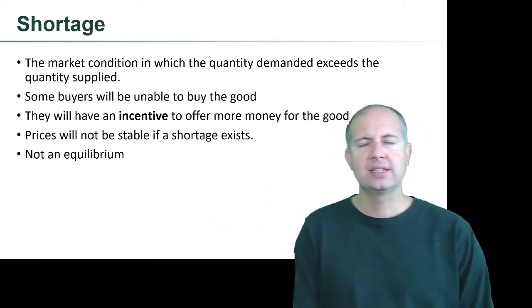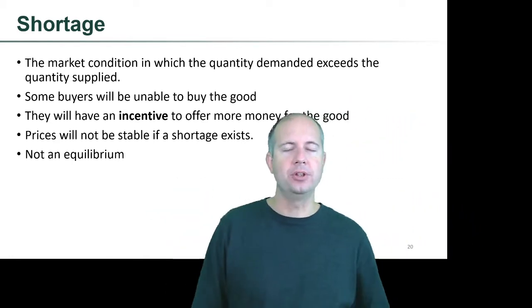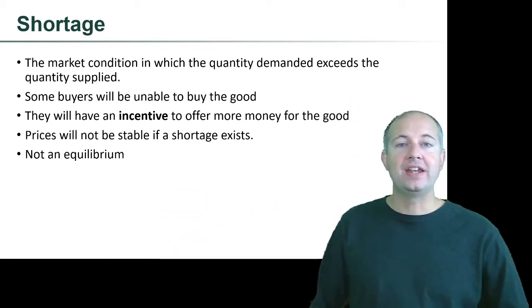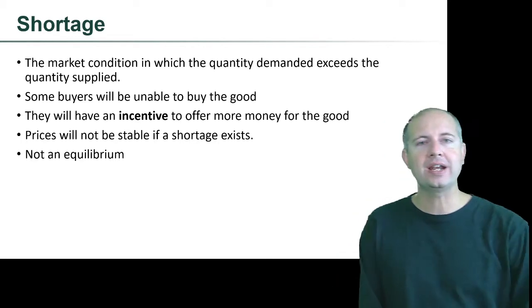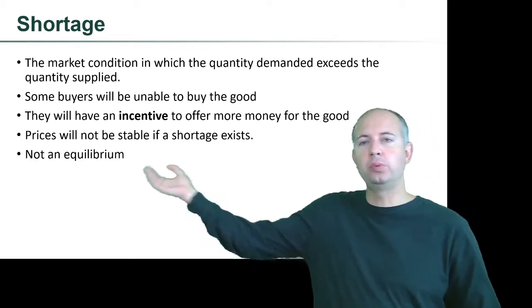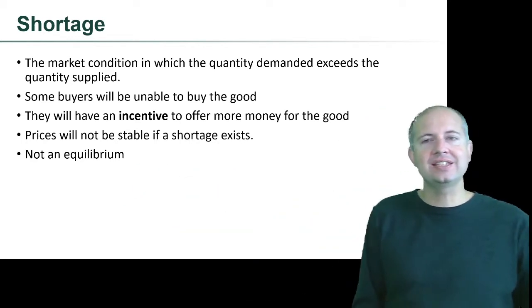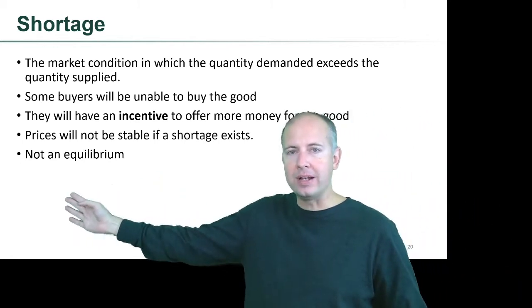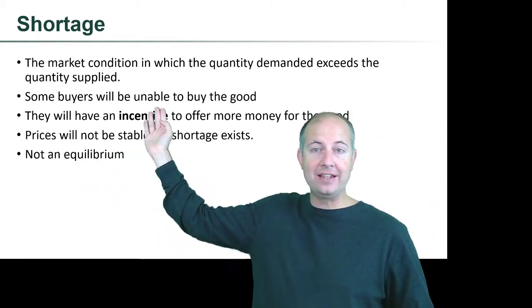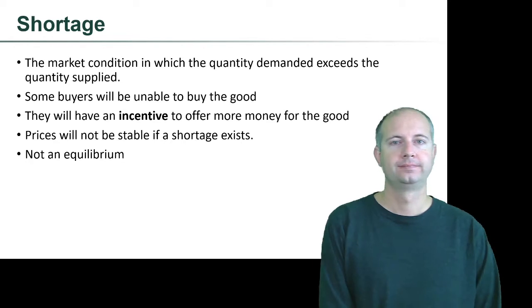When this happens, some buyers will be unable to buy the good. They will have an incentive to offer more money for the good. So prices will not be stable if a shortage exists. This is not an equilibrium because somebody has an incentive to do something different.